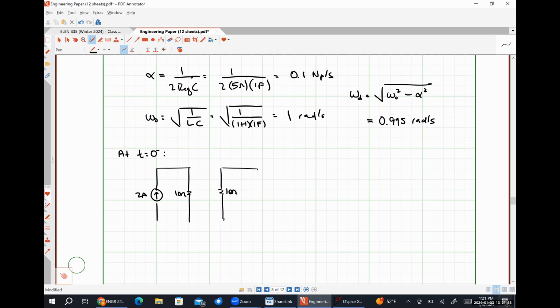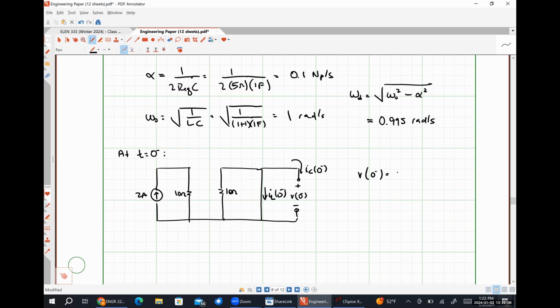Our inductor looks like a short. Our capacitor looks like an open. Here's actually V of 0 minus, IC of 0 minus, IL of 0 minus.